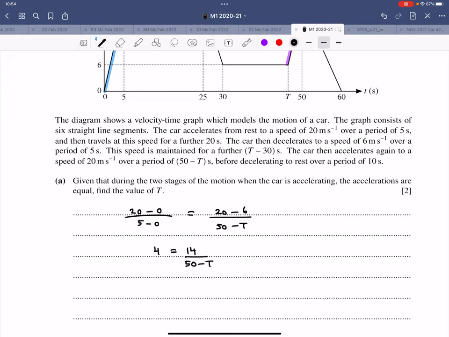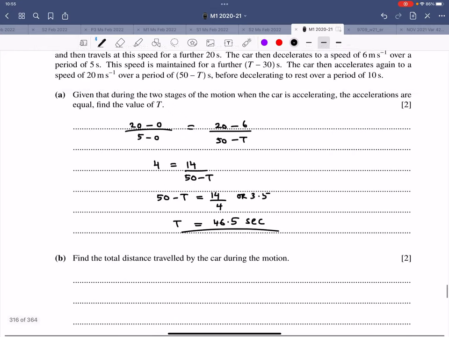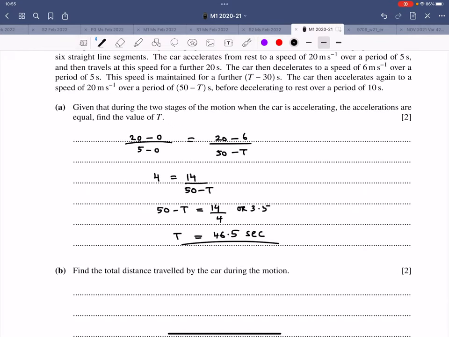Cross multiply. 50 minus t is 14 over 4. That comes out to be 3.5. Therefore, the value of t comes out to be 46.5 seconds. That is the simple short answer for this particular part. Now, what is the next thing? The next thing is, find the total distance traveled by the car during this motion.